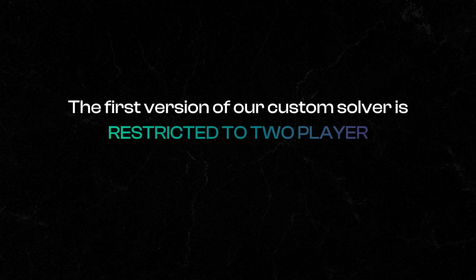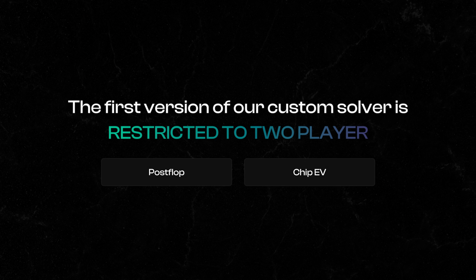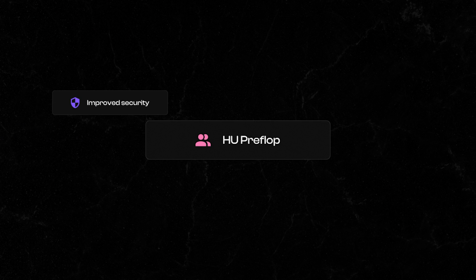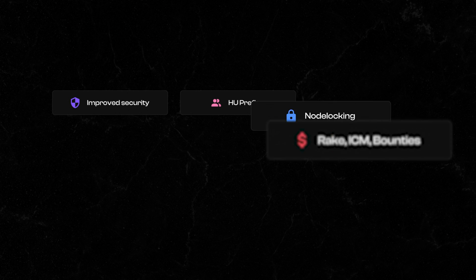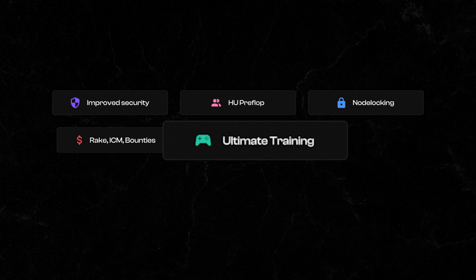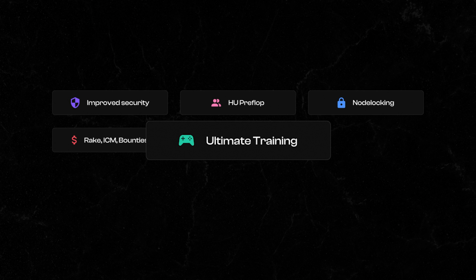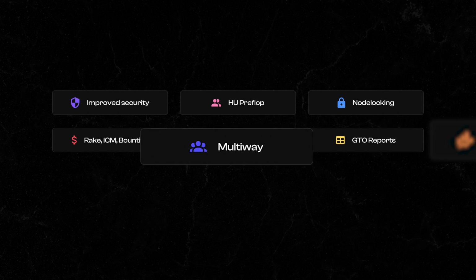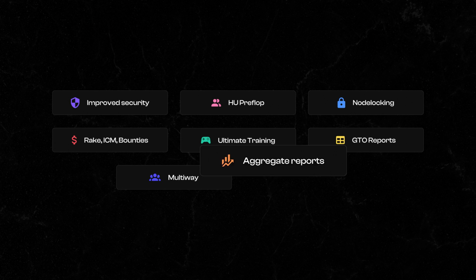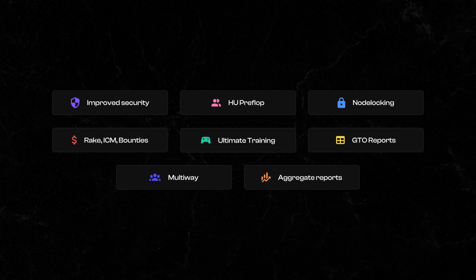The first version of our custom solver is restricted to 2-player post-flop chip EV spots only. We're just getting started. Very soon you can expect the following features: improved security to prevent cheating, heads-up pre-flop solving, node locking, rake, ICM bounties, an ultimate training mode that lets you practice against GTO using whatever bet size you want, GTO reports that you can use to compare your hand history stats against GTO, multi-way solving, as well as customized aggregate reports. Check out our full roadmap, link in the description.